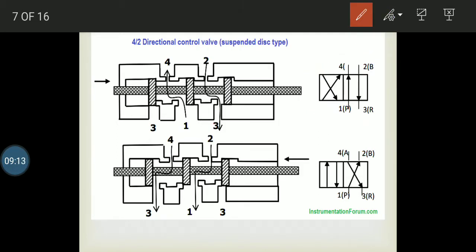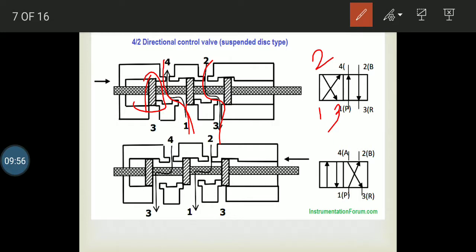For the first construction, we are having a cylinder. We are having 3 pistons now, spool type pistons. First port, second port, third port, and this is the fourth port. When I am talking about the first position, the flow is moving from port number 1 to port number 4, and port number 2 to port number 3. The other ports are blocked. So from 1 to 4 and from 2 to 3.